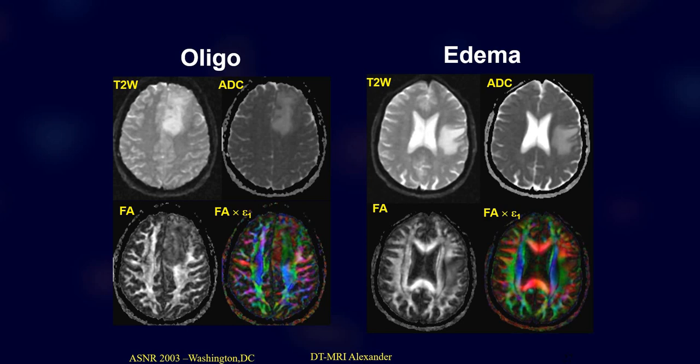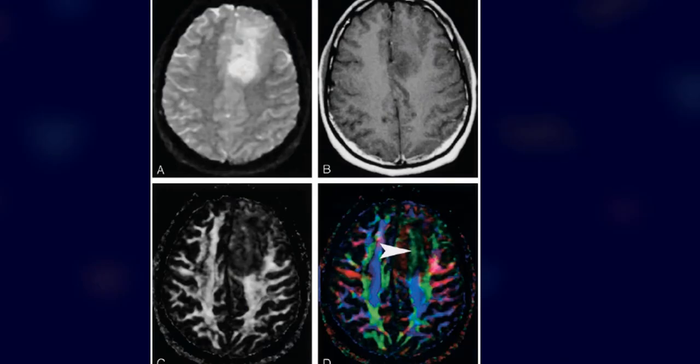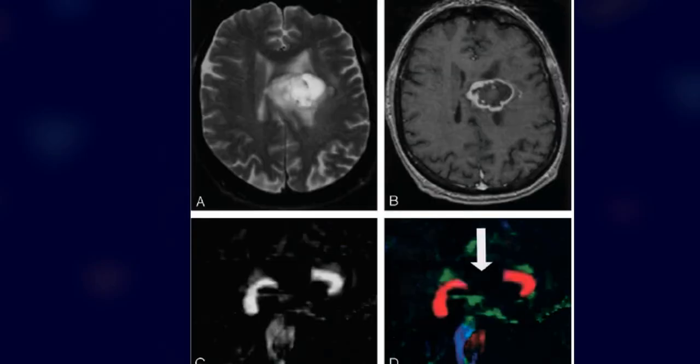Here, the tract is passing through the edema around the lesion in the oligodendroglioma. But here, with grade 3 glioma or grade 3 astrocytoma, the tract is infiltrated by the lesion. In the glioblastoma multiforme, in this case, the corpus callosum tract is totally destroyed by the lesion.